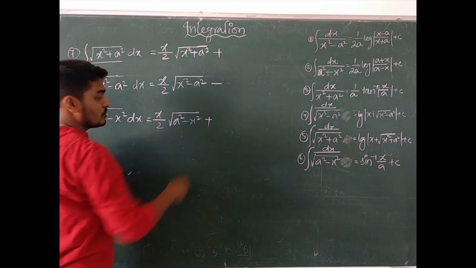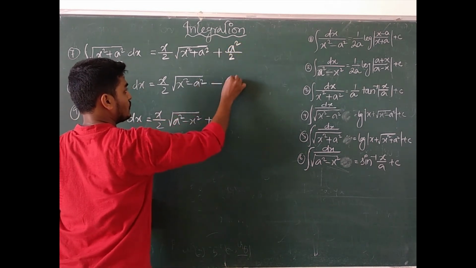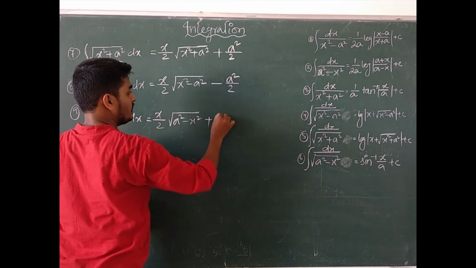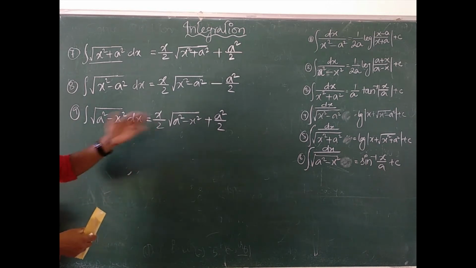Plus sign is here. So this one. Next, in all those cases, the term will be a square by 2. A square by 2, it will be a square by 2. Is it clear?